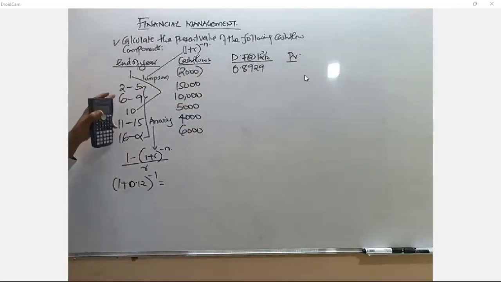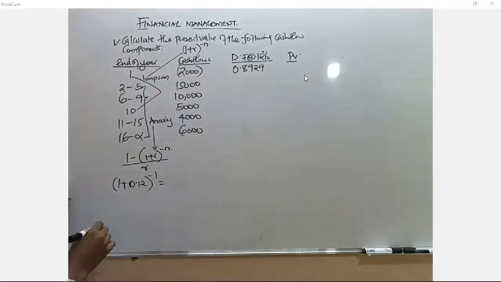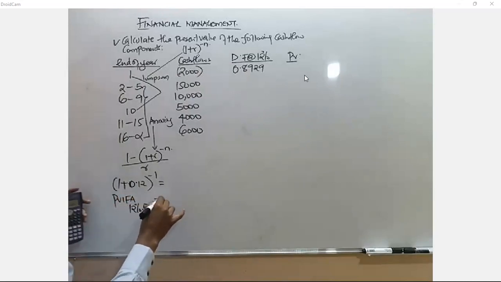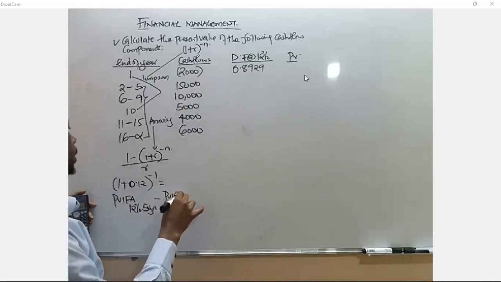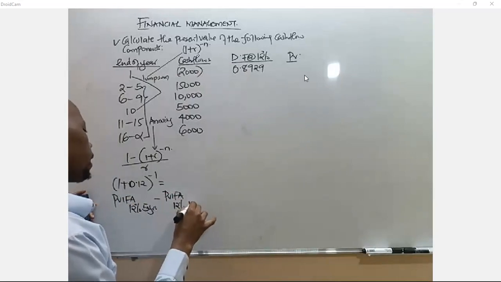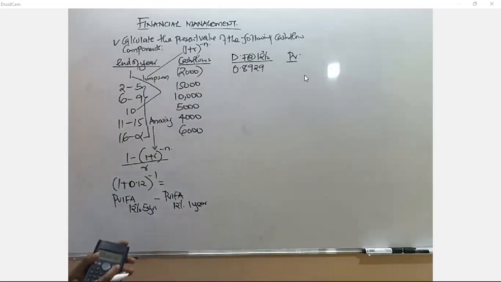Now let us go to year 2 to 5. We are going to take the present value interest factor annuity, 12%, 5 years. We subtract the present value interest factor annuity, 12%, 1 year. Why am I taking 1 year? We are subtracting year 1 so that we can get a rate for year 2 to 5, because year 1 is not needed here. So how am I going to get it?